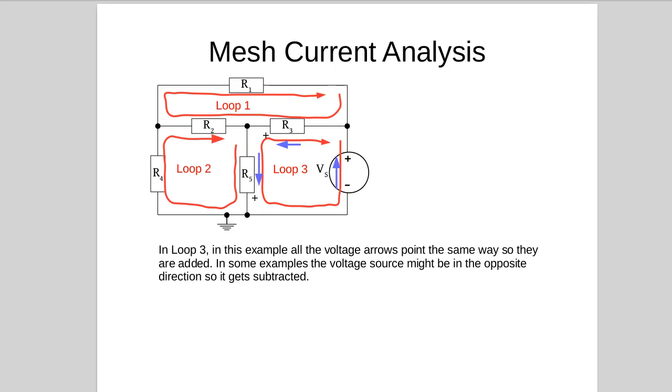If we did the same for loop 3, notice that for resistor 5, the positive sign flipped ends, because we're now considering resistor 5 relative to the loop 3 current. And if we put the voltage vectors on, they all flow in the same direction, so we can add them. If the voltage source was the other way up, so the positive was at the bottom, then we would subtract the voltage source. So we'd have the voltage across R3 plus the voltage across R5 minus the voltage source equals 0. So we've worked out which end relative to the loop current is positive for those components, so we can tell whether we're adding or subtracting the voltage source.